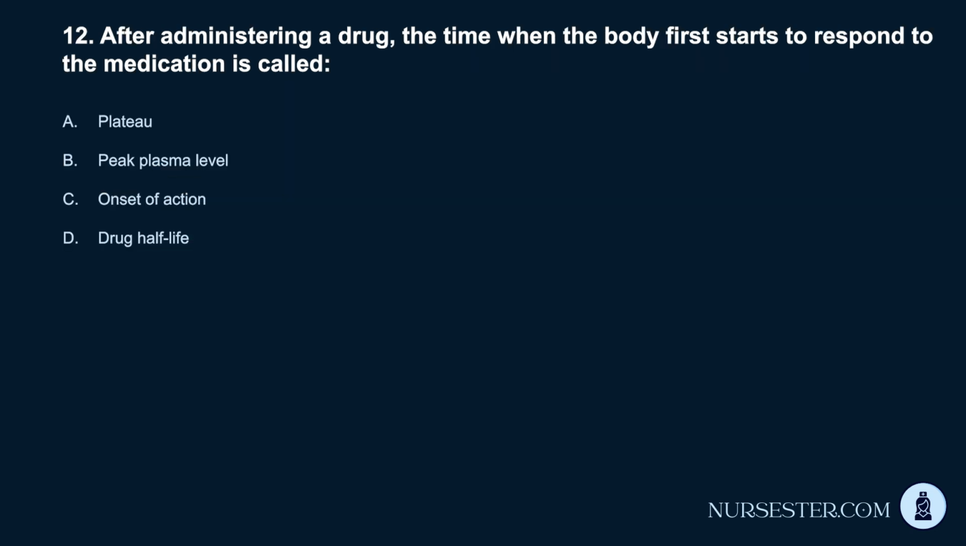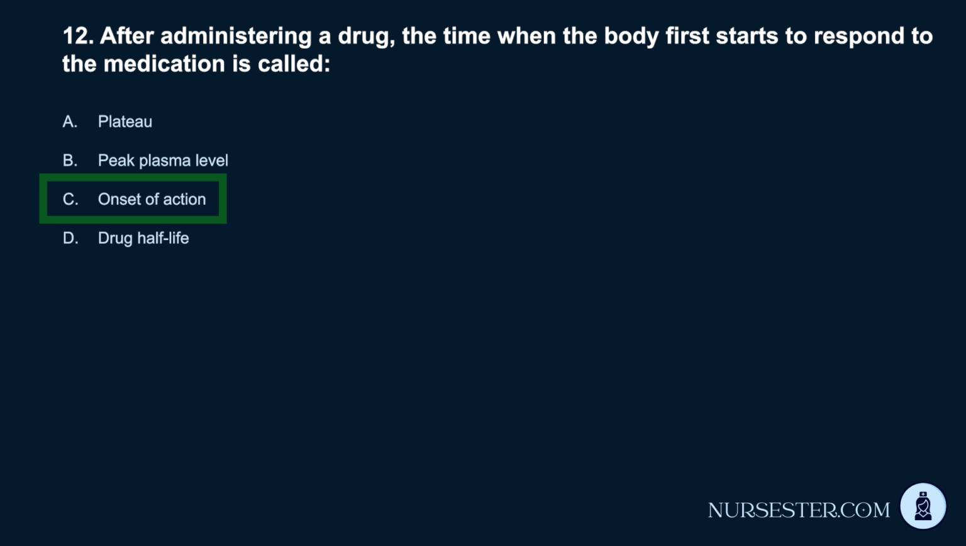12. After administering a drug, the time when the body first starts to respond to the medication is called A. Plateau. B. Peak plasma level. C. Onset of action. D. Drug half-life. Correct answer: C.